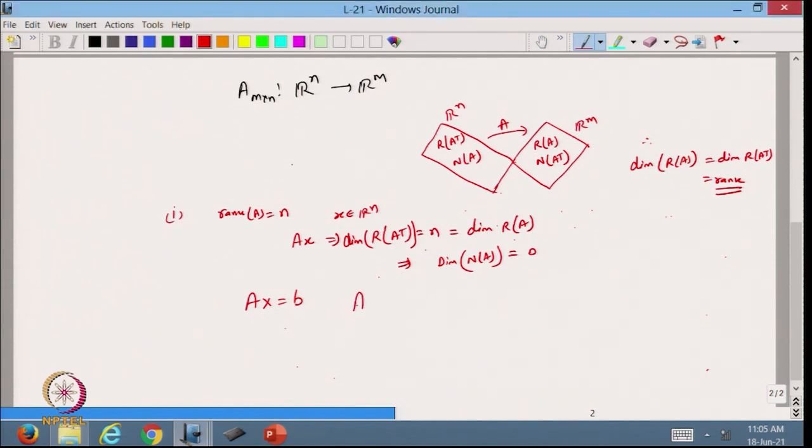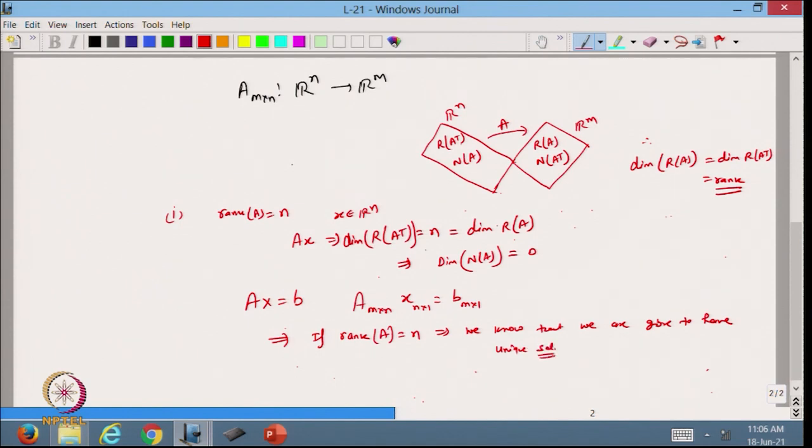Now, my A is basically m cross n, my x is n cross 1, and B is m cross 1. Now, from here, if the rank of matrix A is n, then we know that we are going to have a unique solution.